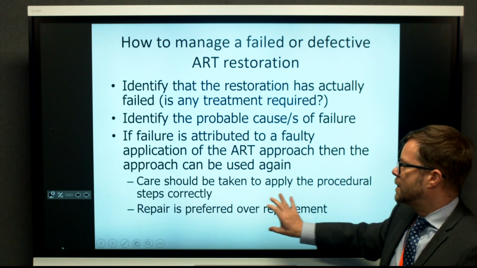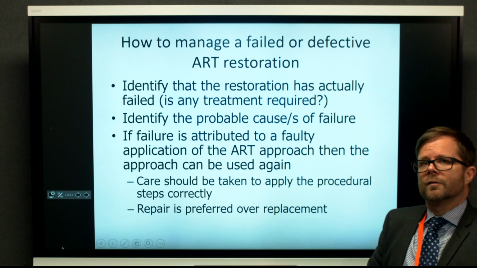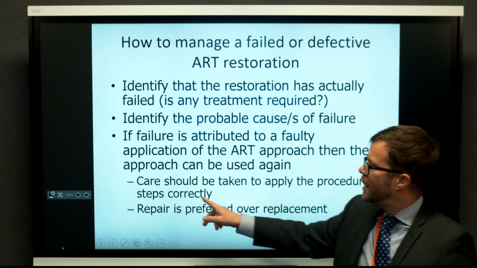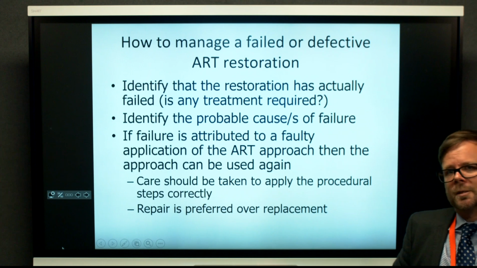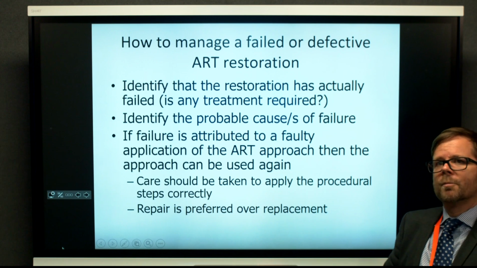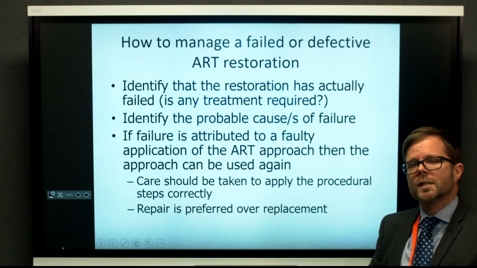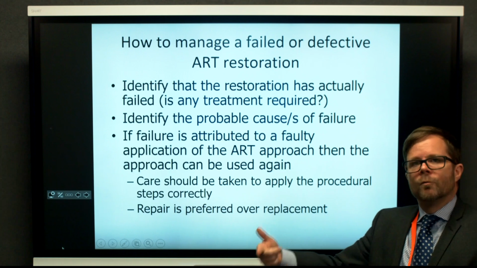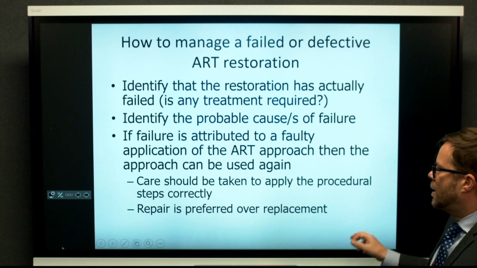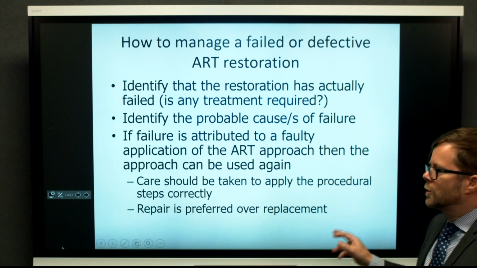And the other thing, also, if you do see some fracturing of the restoration, repair is preferred over replacement. So if you can judiciously repair the small amount of restoration that's been lost, that is more desirable than replacement over time, because that leads to more tooth tissue loss.